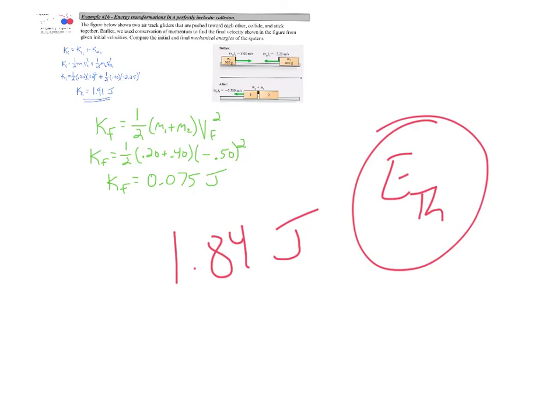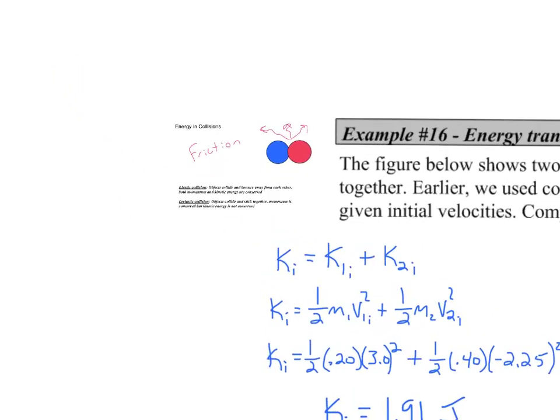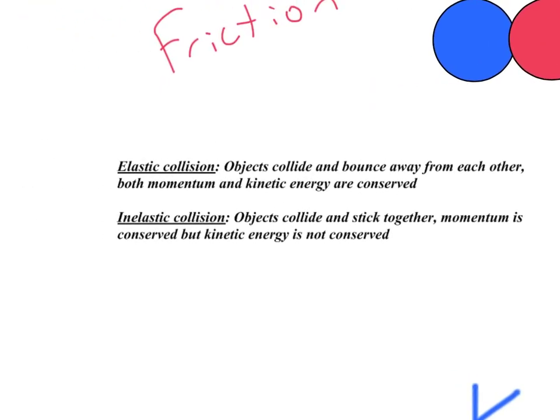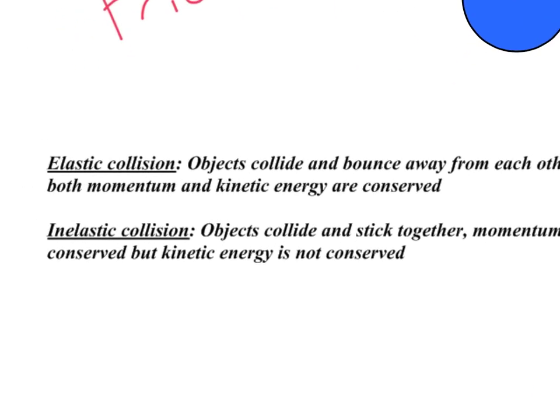So about 96% of the initial kinetic energy is actually transformed into thermal energy, which is really kind of typical of most real-world collisions. Okay, so what we really need to understand about energy in collisions then is that in an elastic collision, momentum and kinetic energy are conserved. In an inelastic collision, only momentum is conserved. Kinetic energy is not conserved in an inelastic collision. We'll look at examples and see problems of both types of collisions in class. We'll see you then.